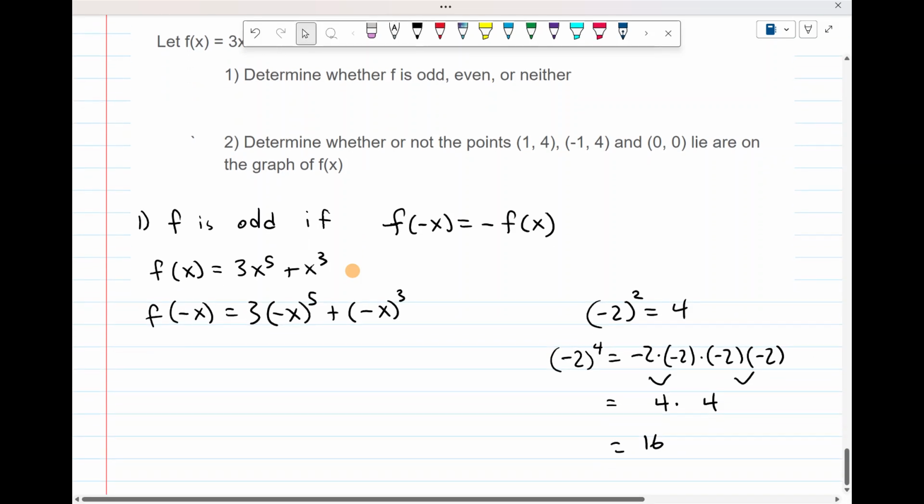As it turns out, if we take any negative number and we raise it to an even exponent, it will always be a positive number, right? And so negative 2 squared in this case is really the same as positive 2 squared, and negative 2 to the fourth is really the same as positive 2 to the fourth.